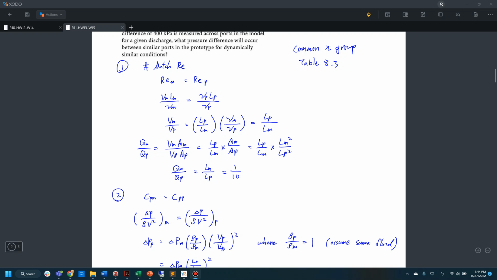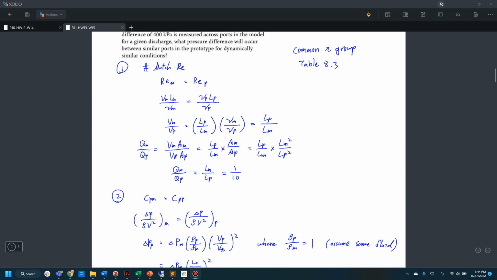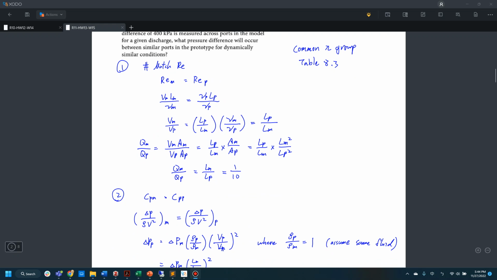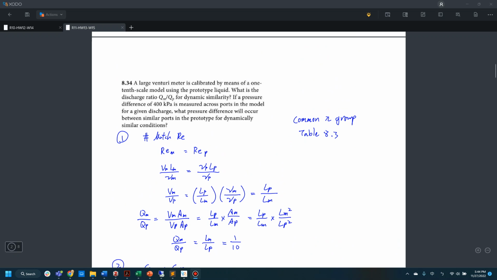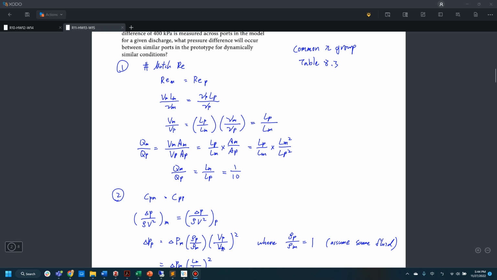After that, what you need to do is to plug in the numbers for the right hand side. And in this case, it is simply the length of the model and the length of the prototype. The problem already tells you that the scale for this Lm divided by Lp is a 1 to 10 scale model, so it's 1/10. So that's complete for the first part, which solves the relationship for the QM and QP.